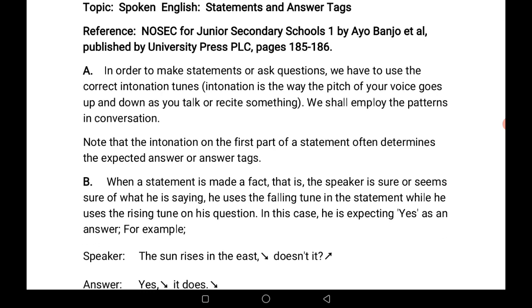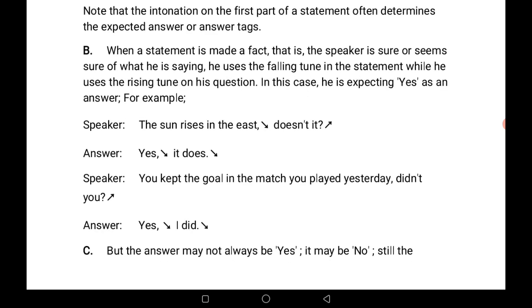For example, the sun rises in the east. Doesn't it? You can see there is an arrow down after the sun rises in the east. Arrow down indicates falling tune, just like when something or someone falls down, while arrow up indicates rising tune, just like when somebody looks up. Okay, so let's take it again. The sun rises in the east. Doesn't it? That's a rising tune. Yes, it does. That's the answer. The answer also has a falling tune. Do you get it now?